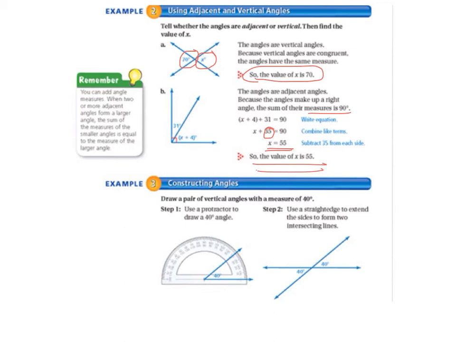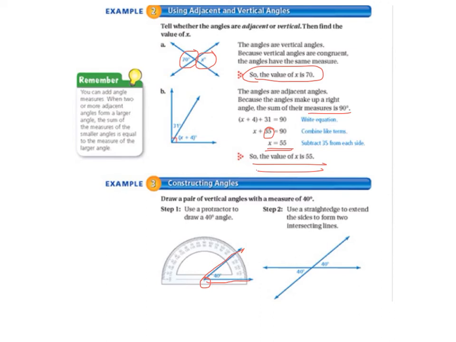Example 3, we're going to be constructing angles. It says draw a pair of vertical angles with a measure of 40 degrees. Use a protractor to draw a 40-degree angle. So we would line up our vertex with the hole in the protractor and draw our straight line out from that, and then line up our pencil with the 40-degree mark on the protractor, and then draw our line out from that.